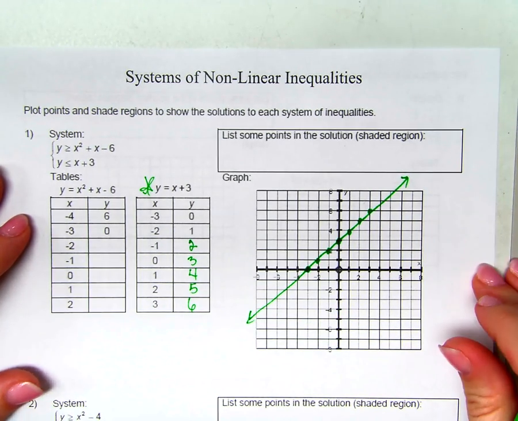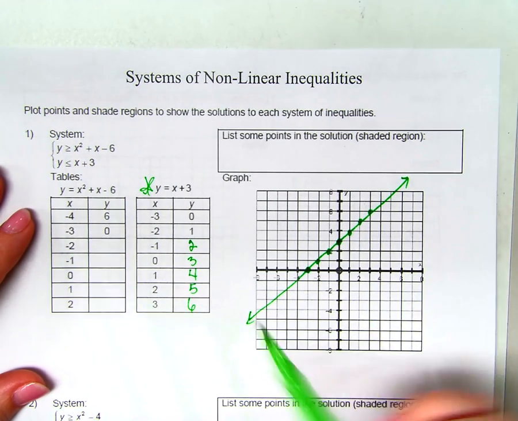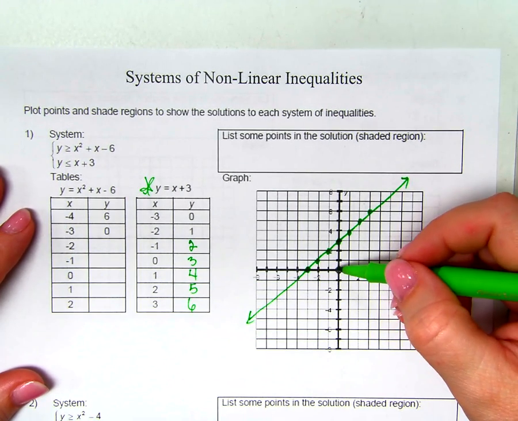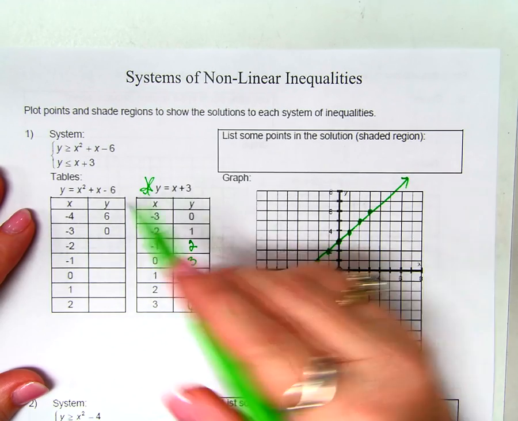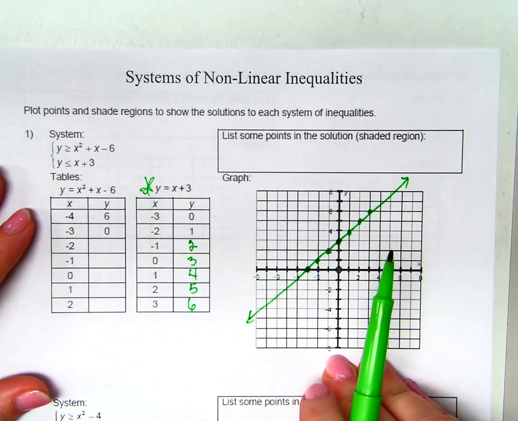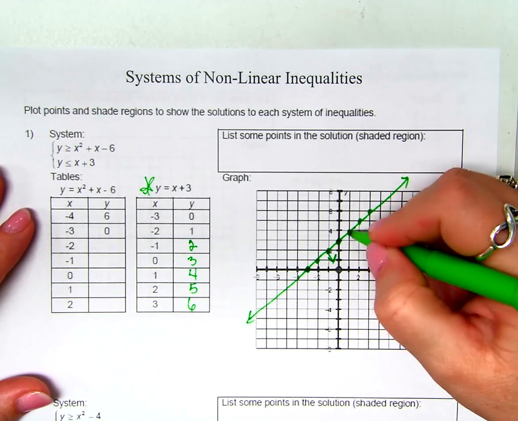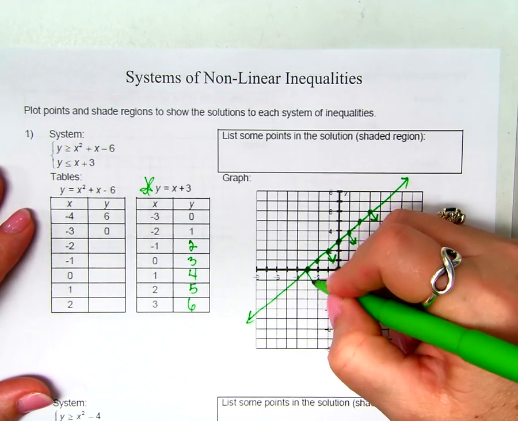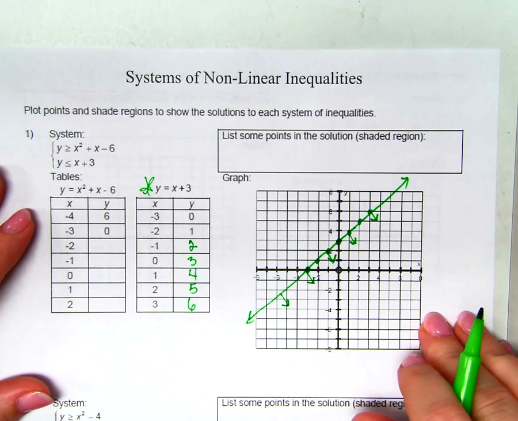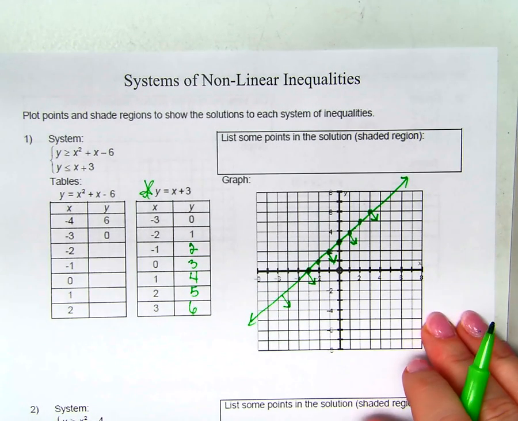Now, which direction am I going to be shading? It's less than that line. So if I didn't remember how to do it, I could choose the point 0, 0 and substitute this in. 0 is less than 3. Is that true? Yes, so I could shade. But I'm also telling myself that it is less than that line, and less than that line would be below that line, correct? Okay?